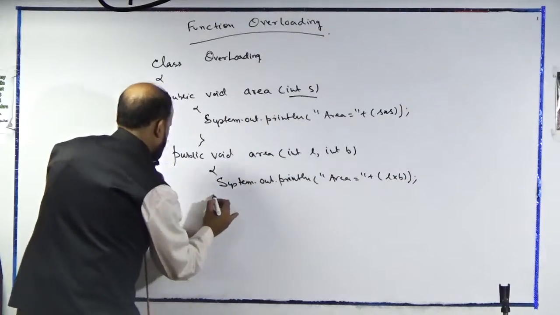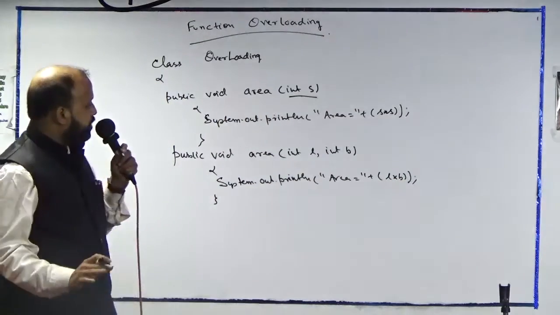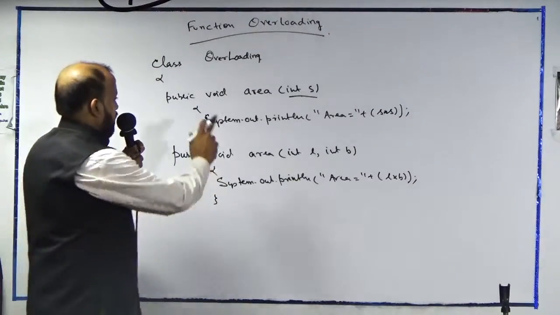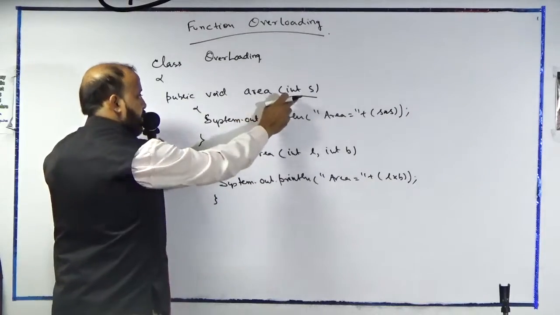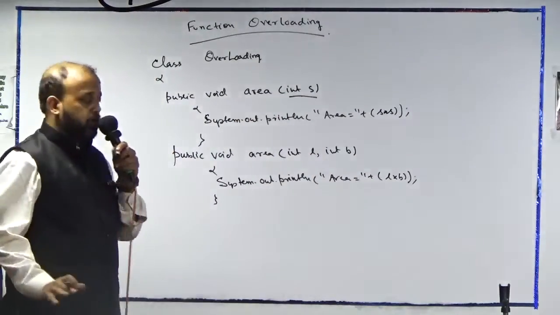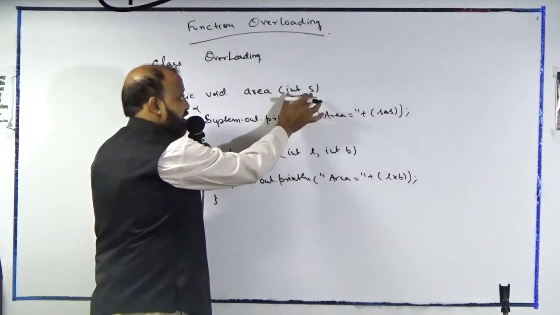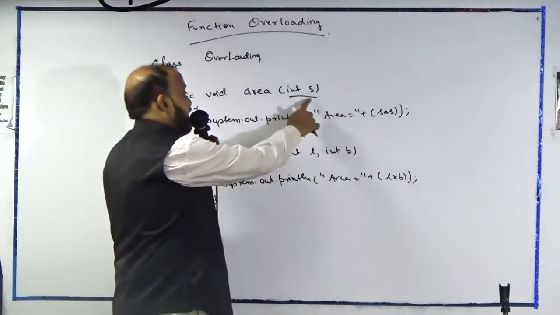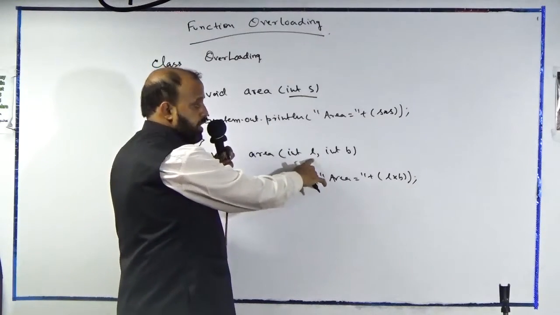These formulas will be provided. I have just taken one easy example so that you can understand. Now, I have one public void area with one argument, and public void area with two arguments. Now, make sure that this should vary. Here I have one integer, here I have two integers. Don't think it like this: here I have int s, here I can have int t.